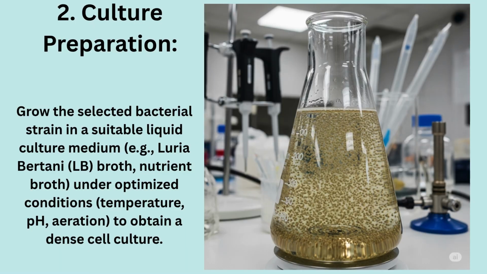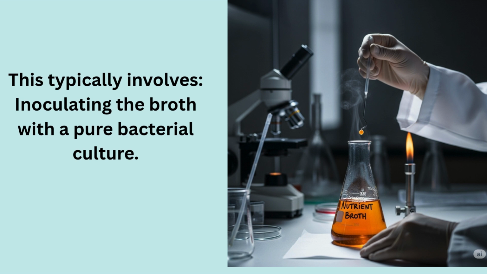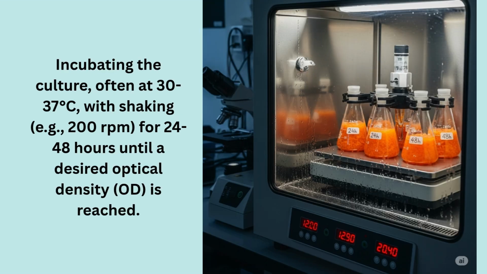2. Culture preparation. Grow the selected bacterial strain in a suitable liquid culture medium, e.g., Luria Bertani, LB, broth, or nutrient broth, under optimized conditions, temperature, pH, aeration, to obtain a dense cell culture. This typically involves inoculating the broth with a pure bacterial culture, incubating the culture, often at 30 to 37 degrees Celsius, with shaking, e.g., 200 revolutions per minute, for 24 to 48 hours until a desired optical density, OD, is reached.